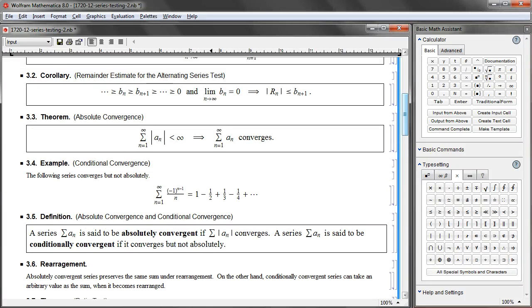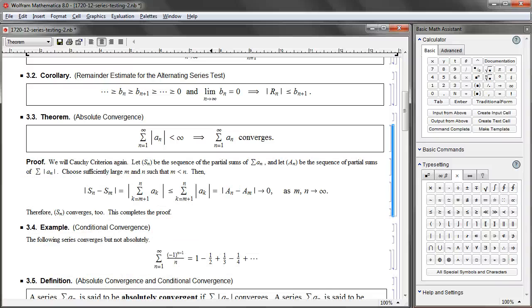Let's apply that to absolute convergence. If the series given by the absolute values converges, then the original series converges as well. And we use the Cauchy criterion. Let's say s_n is the sequence of partial sums of the original series. What we want to prove is that s_n minus s_m goes to 0. But then again, we have another series given by absolute values. So let's say A_n is the sequence of partial sums for the series of absolute values.